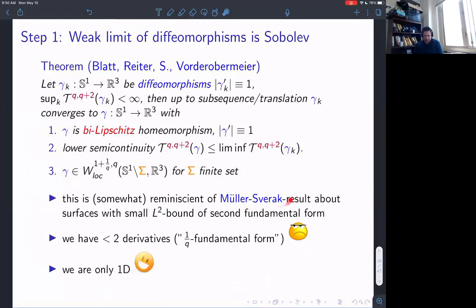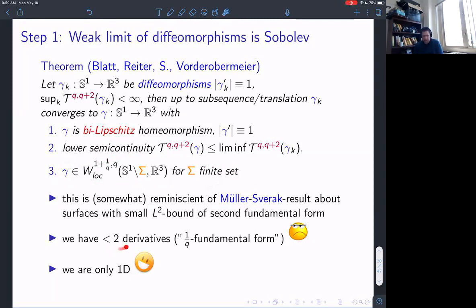And I mean, that's a big word here, but essentially the way we approached this, or what we were motivated by, was the argument by Müller and Šverák, which is for Willmore surfaces, or surfaces with bounded second fundamental form. There you have the statement: if the second fundamental form is small enough, you control the conformal parameterization, and technically this looks a little bit similar, and the arguments are inspired by this.